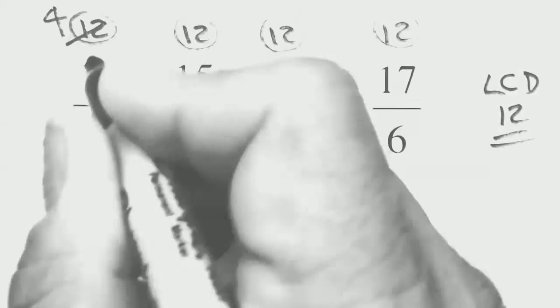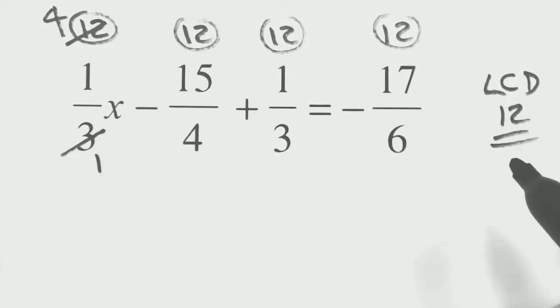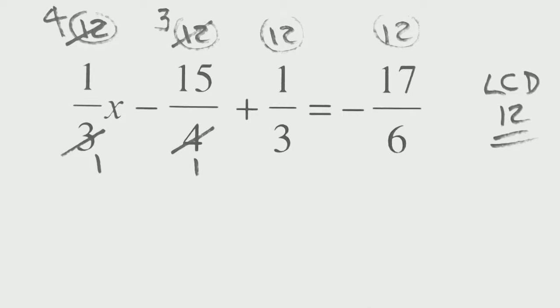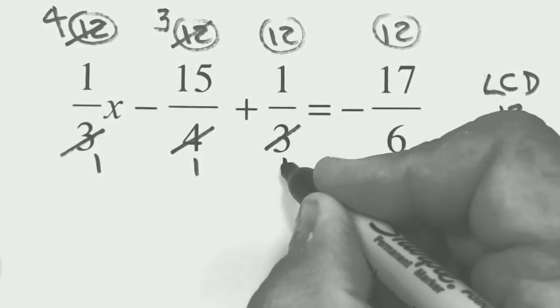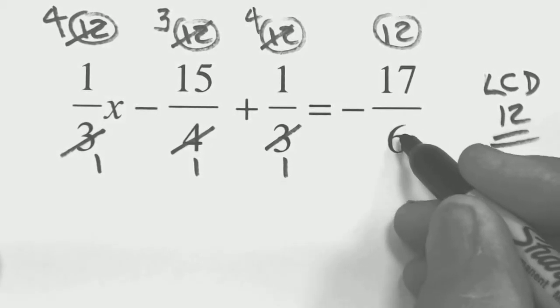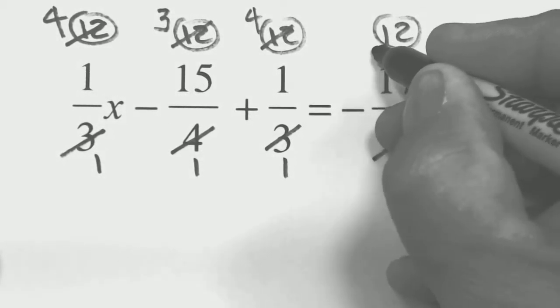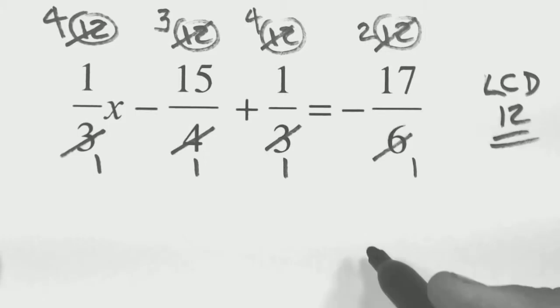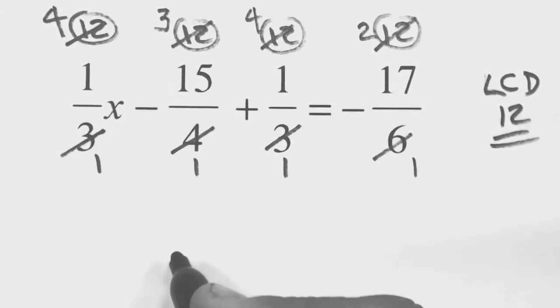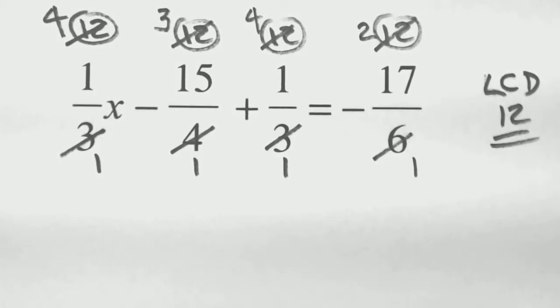3 goes once here and into 12, it leaves a 4. So that's the leftover I've got here. 4 goes once here and into 12, it leaves 3 on this one. 3 goes once here and into this 12, it leaves a 4. And over on the right side, 6 goes once here and it goes twice into 12. So I've reduced the denominators against that LCD that I'm multiplying each of these guys by.